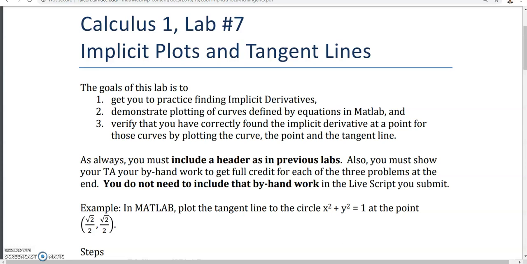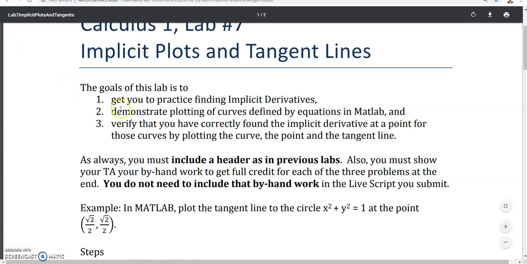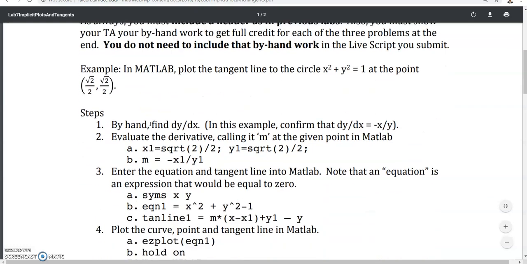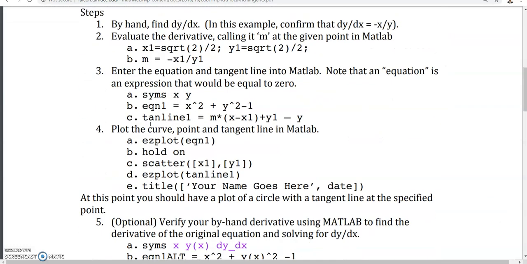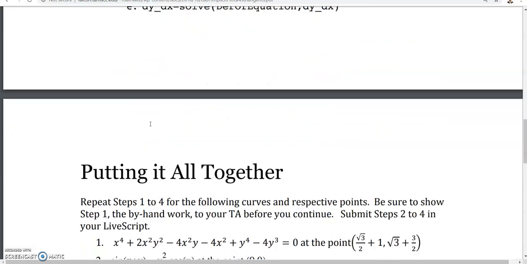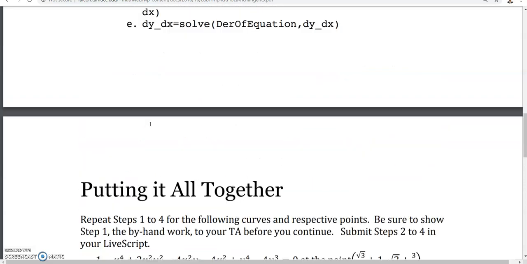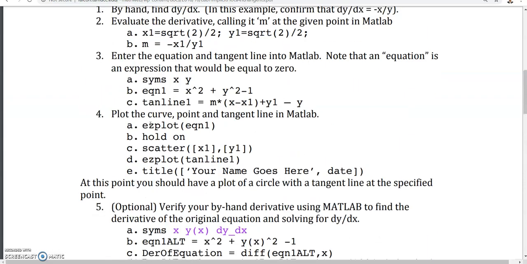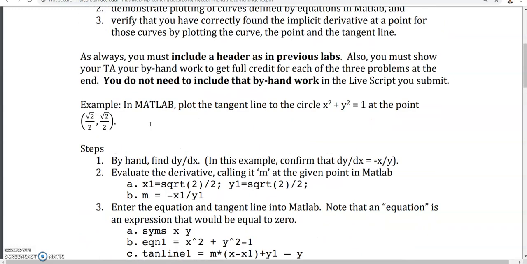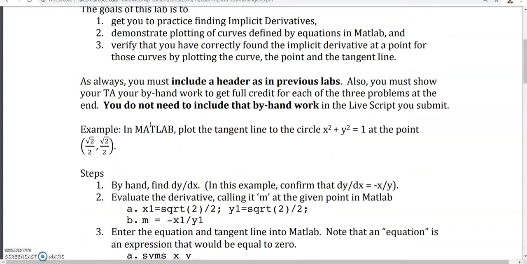Hello everyone, this is lab 7, on implicit plots and tangent lines. This lab is again not as difficult as the previous labs, because all the commands that we have seen are very familiar to all of us, and this lab is again very short compared to the previous labs, but you may have to do a little bit of paperwork, and that's not that hard as well.